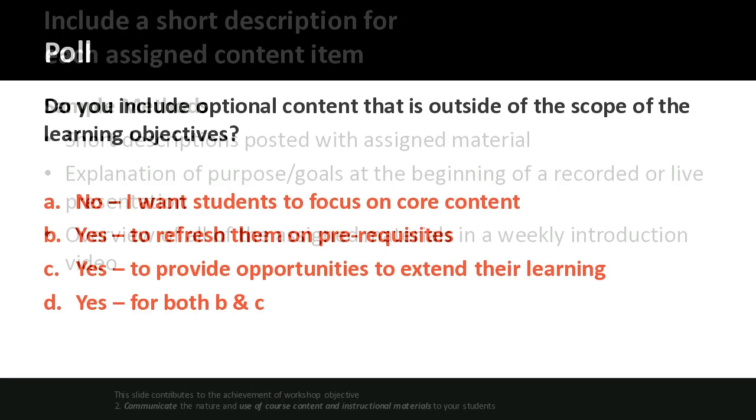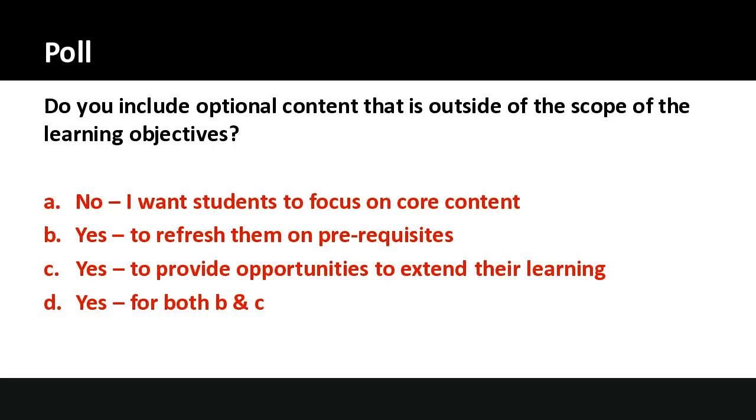Okay, so I'm going to create a poll, kind of wake us all up again. Do you include optional content that's kind of outside the scope? I'm going to put a 4-choice poll up on the screen. So 1, 2, 3, 4 is going to be A, B, C, D. I can see responses coming in. There's a lot of choice 4, which is both B and C.